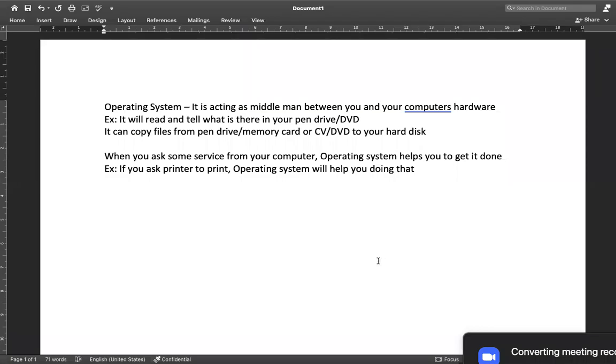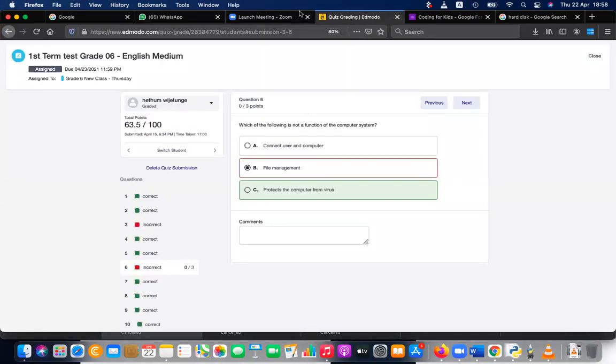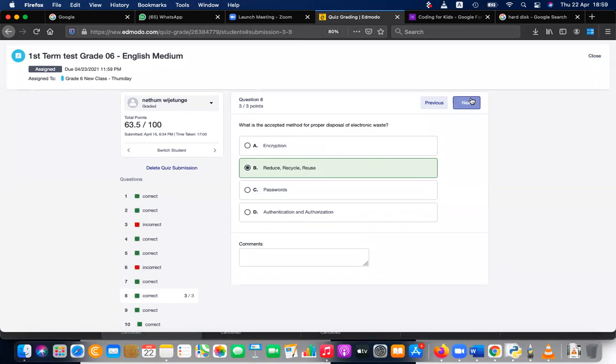Let's go and discuss the next set of questions. Now you know about the operating system very well. He's the middleman, he's the friend, and he's helping you do things. Then, which of the following is not a characteristic of a computer? Speed and intelligence are characteristics, but relativeness is not. Speed is a feature, intelligence is a feature, but relativeness is not.